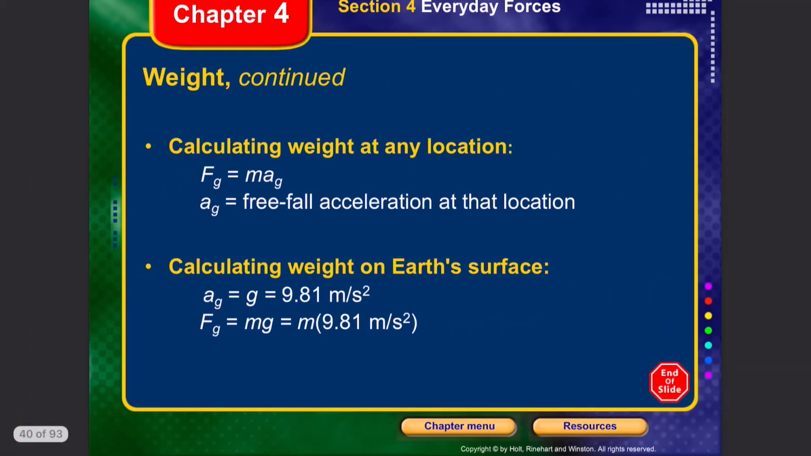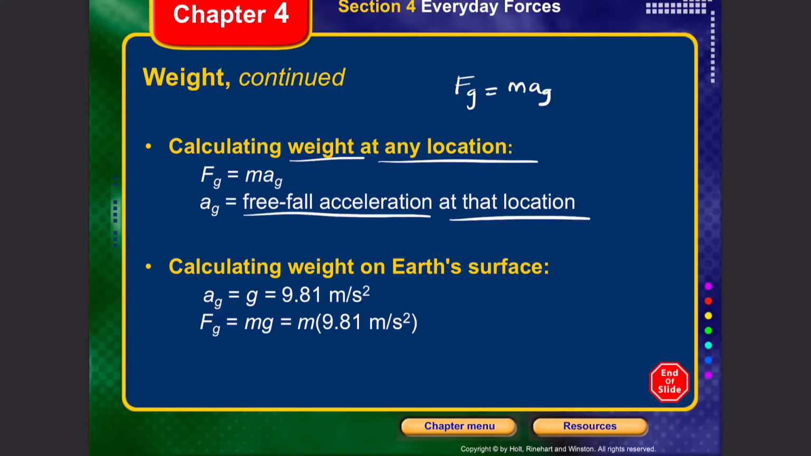So what happens with weight here? How do you calculate weight at any location? It's generally given by the formula Fg equals m ag, where ag is the free fall acceleration at that location. We generally consider ag to be g on Earth, which is about 9.81 meters per second squared. So weight can be calculated as the product of mass and 9.81 meters per second squared.